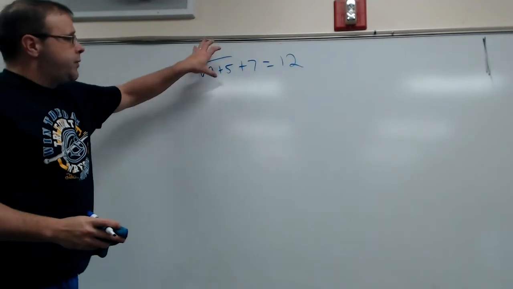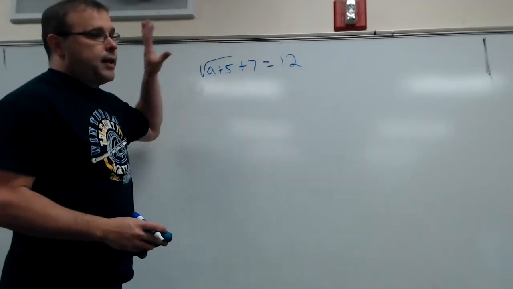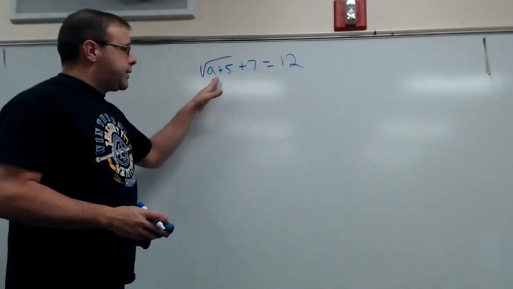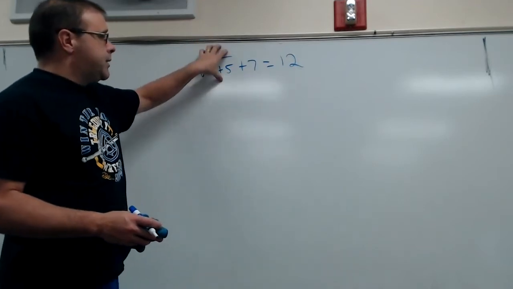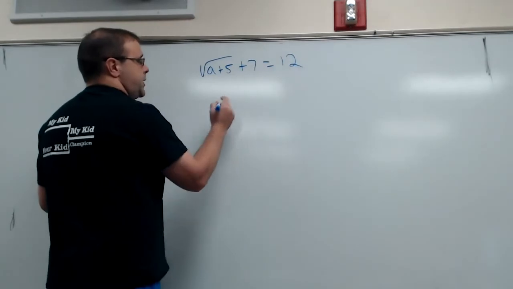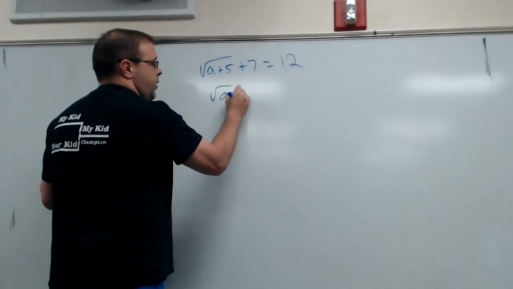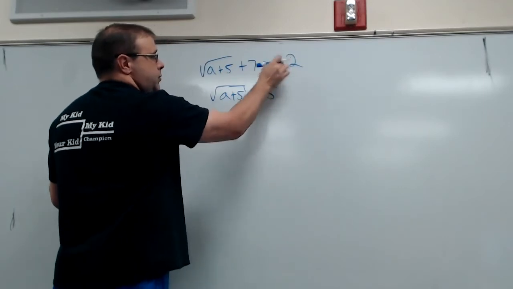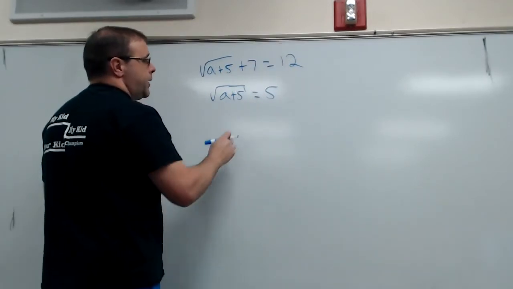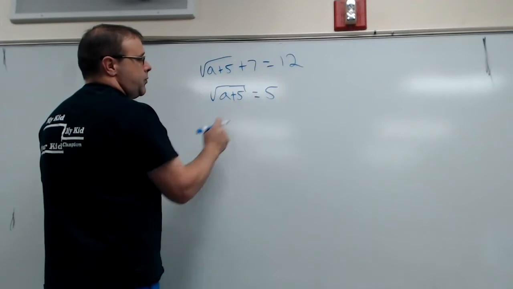So what we need to do is get the square root by itself. Like I said, treat the radicals as a variable. We always try to get the variable by itself on one side. So we're going to subtract over the 7. The square root of a plus 5 is equal to 5, because 12 minus 7 is 5.